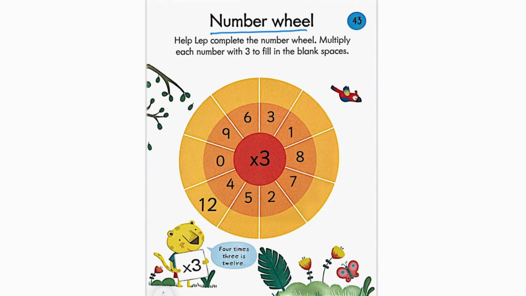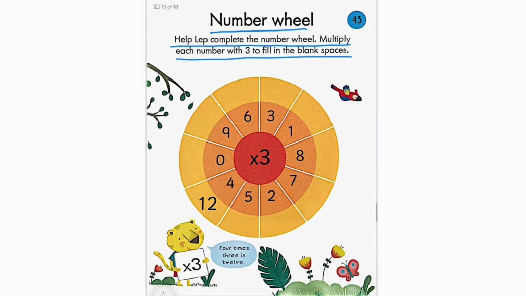Number wheel. Help Lab complete the number wheel. Multiply each number with 3 to fill in the blank spaces. 3 times 3 is 9. 3 times 1 is 3. 3 times 8 is 24. 3 times 7 is 21. 3 times 2 is 6. 3 times 5 is 15. 3 times 0 is 0. 3 times 9 is 27. 3 times 6 is 18.